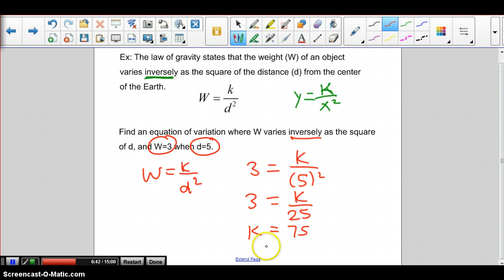Now remember, I'm not done yet. I have to answer the question. So I'm finding an equation. I'm going to plug that k back in and I get that the weight is going to be equal to 75 over the distance squared. And that is based on the context of the word problem we were given. Okay?